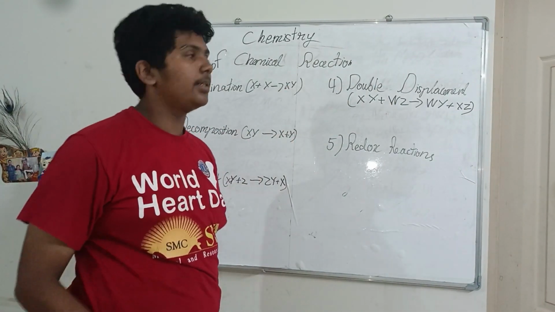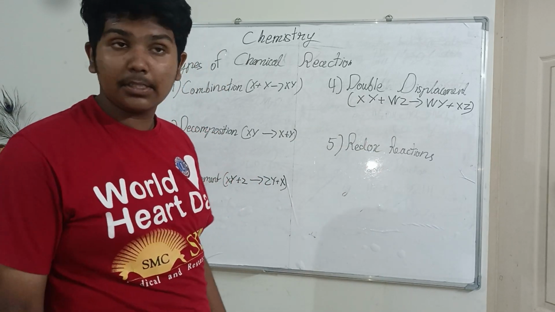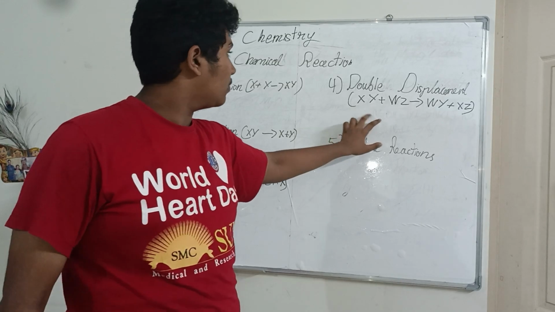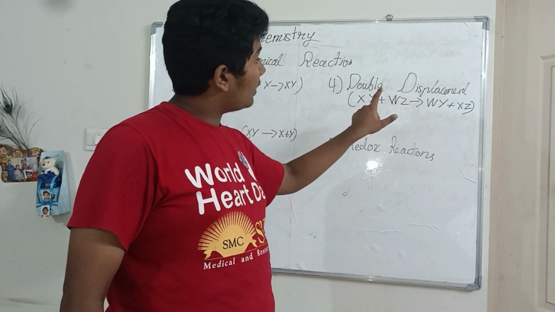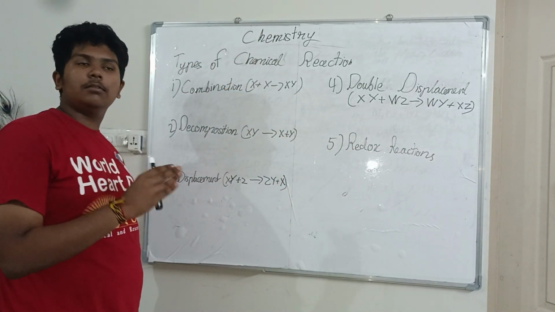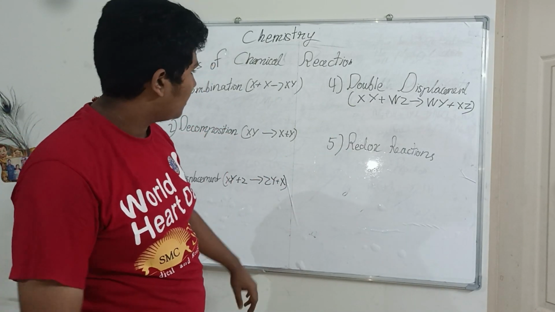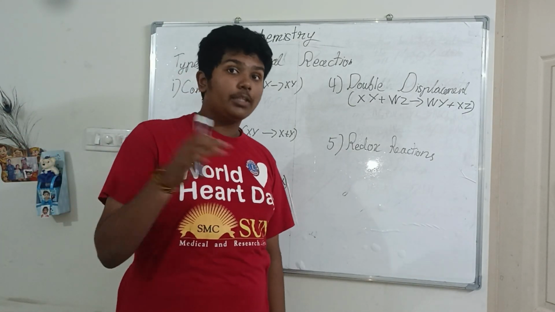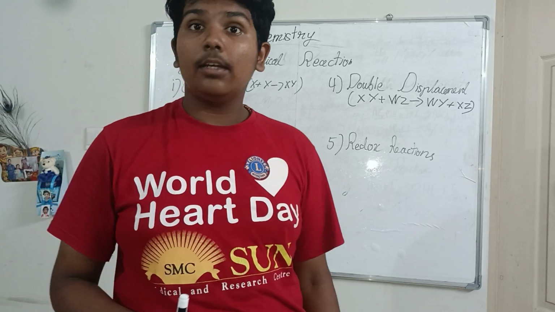Next, double displacement. XY plus WZ gives you WY plus XZ. How it is: X goes with Z, and W goes with Y. So the displacing happens twice, that is why it is called double displacement. Next is redox reaction, where the reaction is both oxidizing and reducing. You will understand more clearly with a few examples.